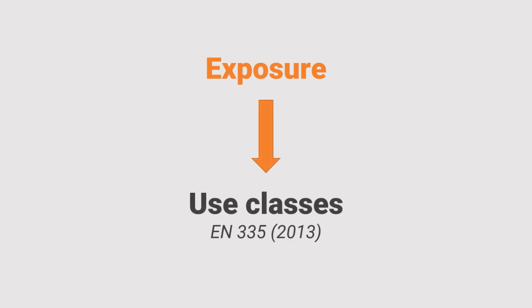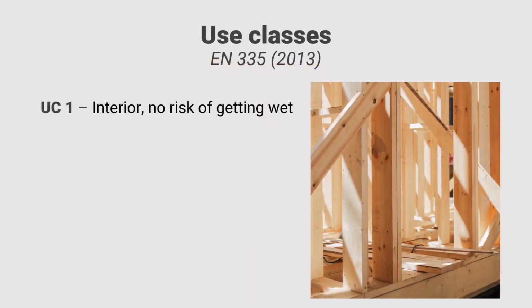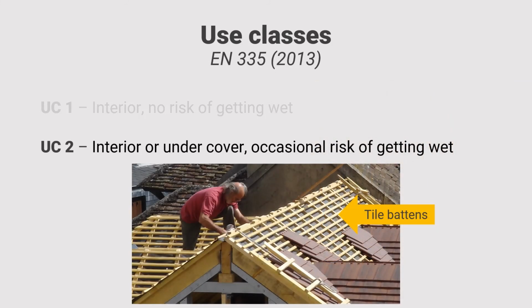These situations are described in the European Standard EN 335 and defined as 5 use classes. The first use class refers to situations where wood is inside and under no risk of getting wet. Examples include floor joists, floorboards, or internal joinery. Wood in the second use class is either inside or outside under cover and not exposed to the weather. However, it is possible that it may occasionally get wet due to condensation.